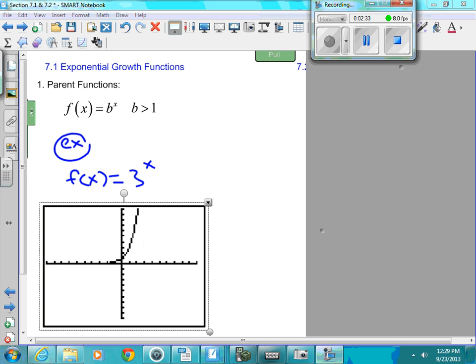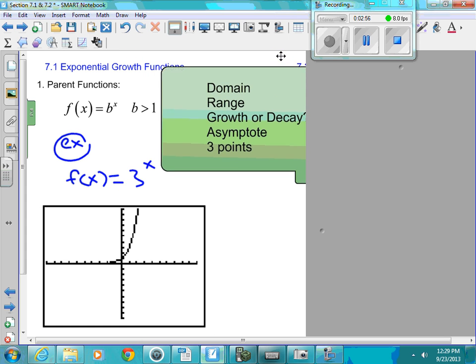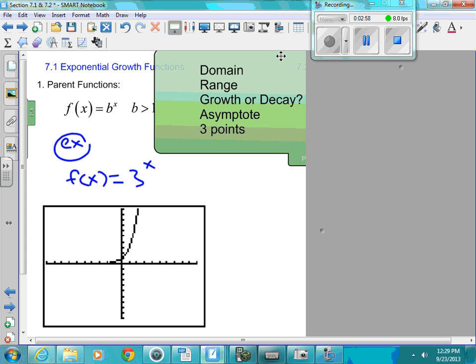Okay, let's look at exponential growth functions. Remember the parent function f of x equals b to the x, where b is greater than 1. Here's an example. f of x equals 3 to the x. It's a very generic exponential growth function. In this case, our b value is 3. Okay, so it is growth. When we're graphing these, some things I'm going to ask you to look for are the domain, the range, growth or decay, the asymptote line, and then 3 points on the graph.